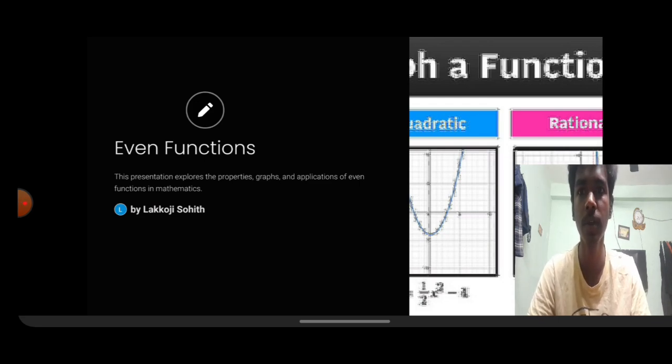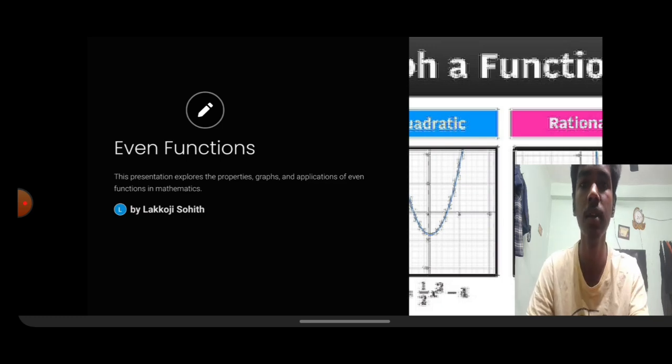Today, my topic is about even functions. These functions have distinctive properties. They are symmetric about the y-axis. Mathematically, a function f of x is even if f of minus x is equal to f of x for all x in its domain.